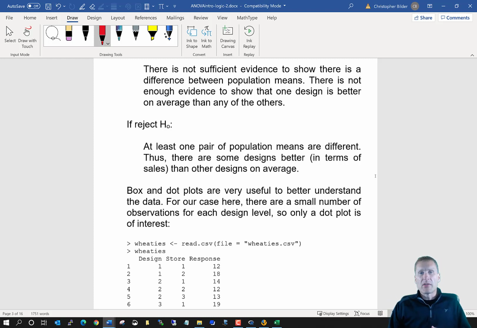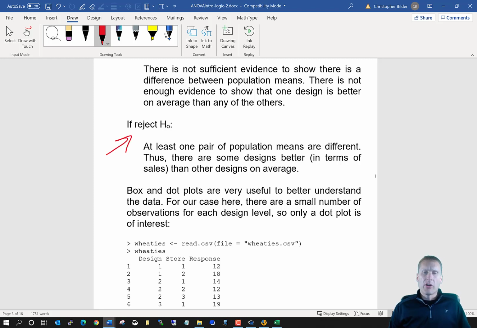And just to make sure this is clear, what General Mills would actually like to do is find out which design is going to result in the highest mean number of sales, or highest mean number of boxes sold for a store. And so they want to pick that particular design. Sorry if that wasn't clear.